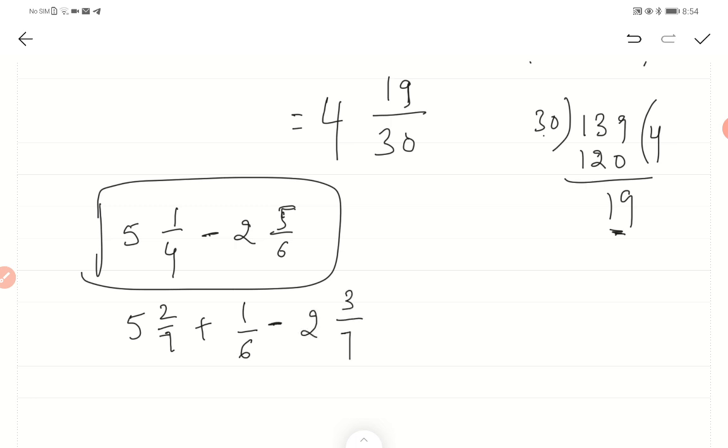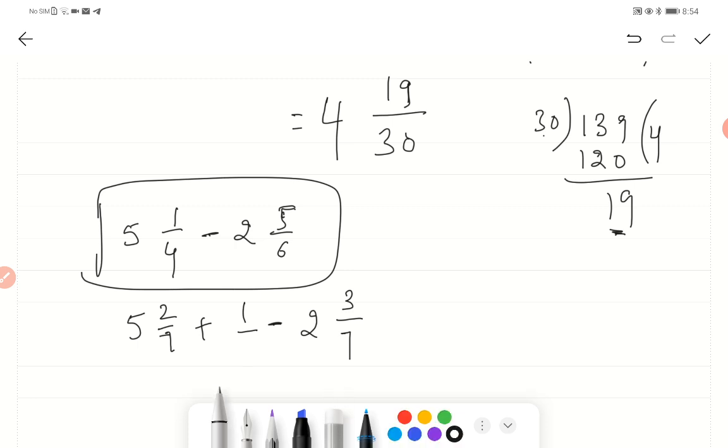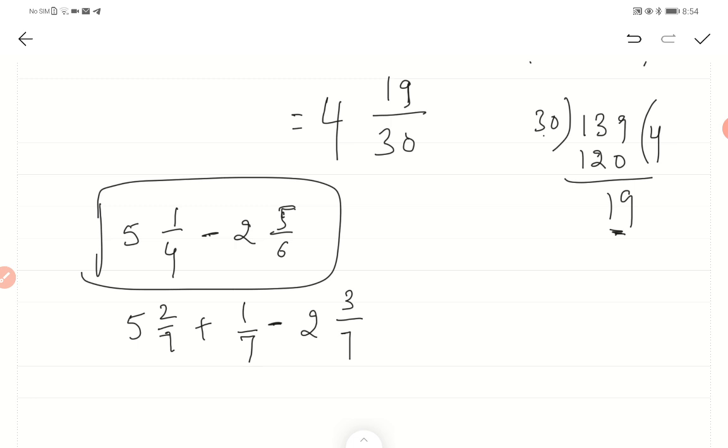Let me take this 7 only. So this is 1 by 7: 5 2 by 7 plus 1 by 7 minus 2 3 by 7. Do these 2 problems as homework, and if you're not able to do it, we can discuss in our class. Try to solve this. Practice is very much important, so practice as many problems as you can.